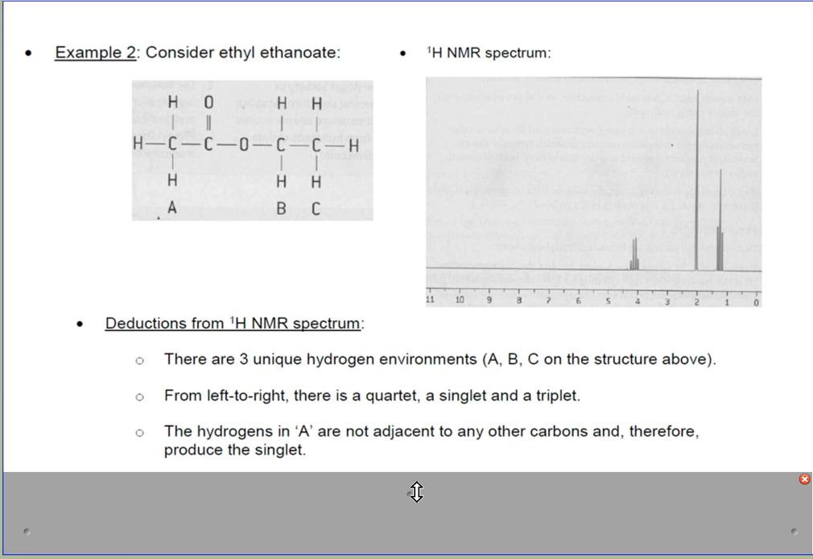So, if we look at A, near this environment we've really only got this ester here. And on this ester are no hydrogens at all. So N+1, 0 + 1 would mean 1. And therefore, it must be A that is producing this singlet here.